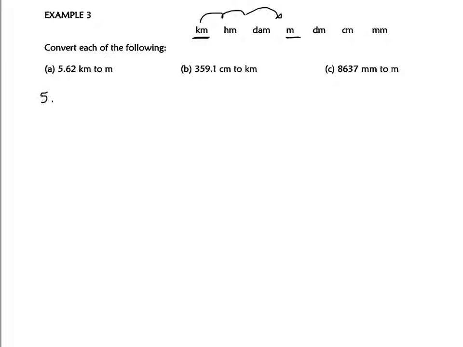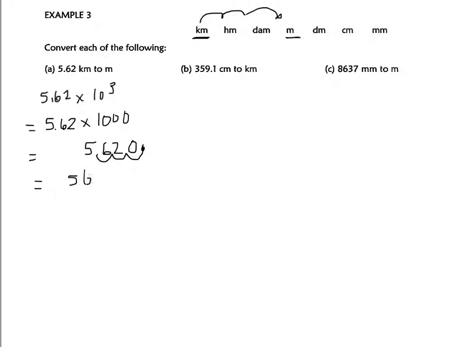So this would be 5.62 times 10 to the power 3, which equals 5.62 times 1,000, which is basically taking your decimal place and moving it 3 places to the right. 1, 2, 3. So you add in an extra 0 there, and that will give you 5,620 meters.